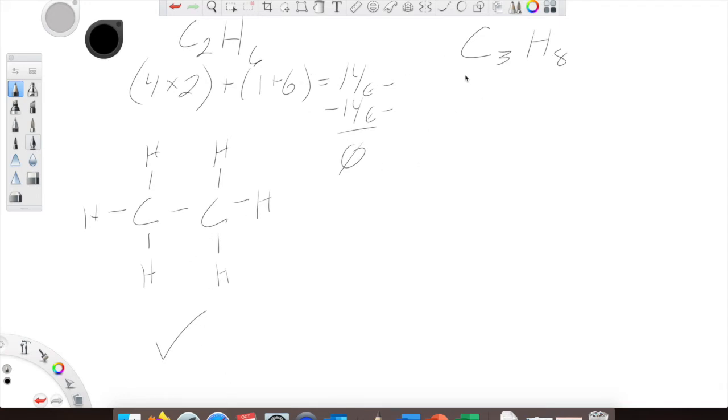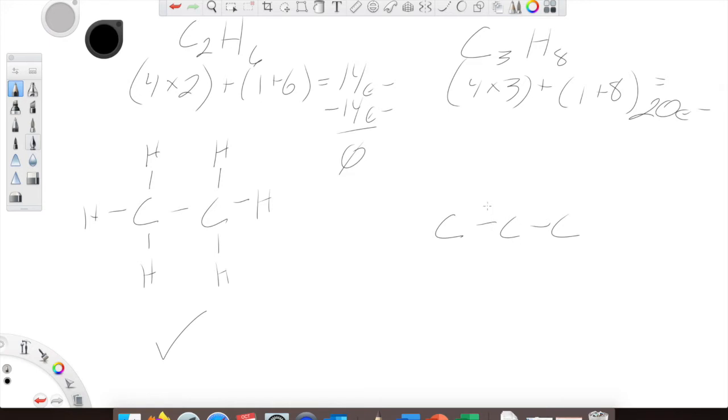Let's look at our second molecule. Let's count up our valence. Carbon again has 4, and we have 3 carbons. Plus hydrogen has 1, and we have 8 hydrogens. So that gives us 12 plus 8, which gives us 20 valence electrons. Let's put our 3 carbons here. Again, we know we can't bond everything to 1 carbon. That would violate the octet rule.